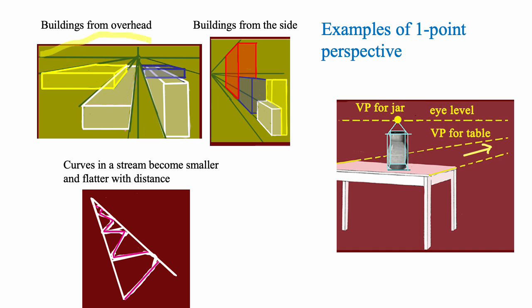These are buildings from overhead, and these are buildings from the side. A table and jar here both converge toward different vanishing points on eye level. A common mistake is to show too much of the table so it appears to slant toward us. Curves in a stream become smaller and flatter with distance.